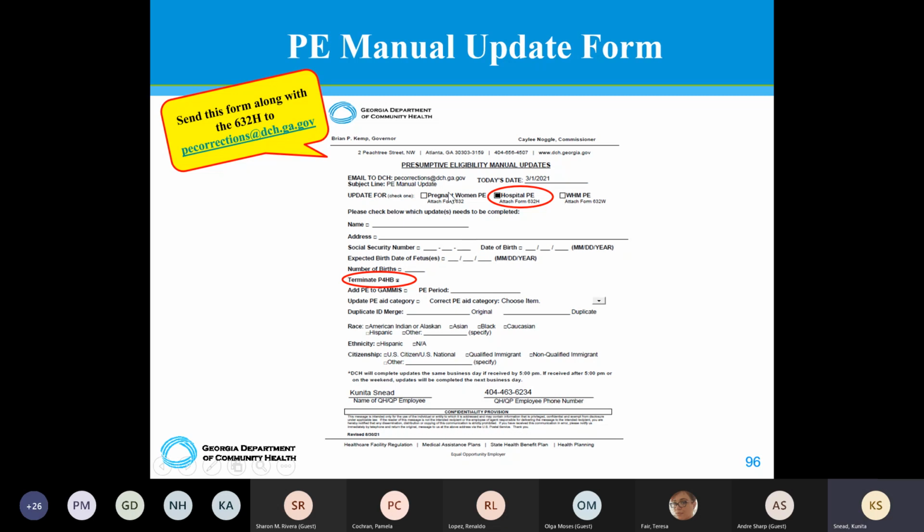Send this form along with the 632H to the PE Corrections email address. We don't have to do the attachment A because she was in the office with you. Any questions of example 2?